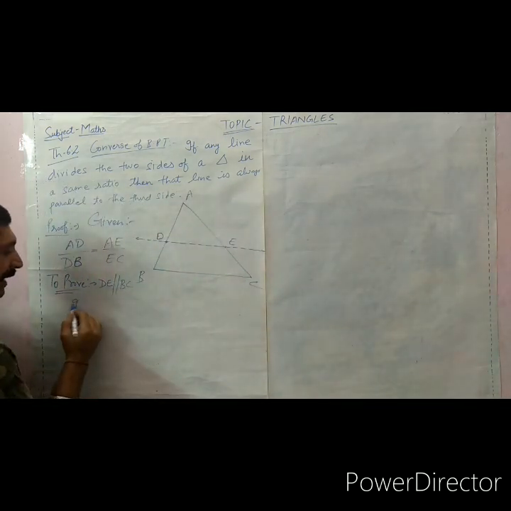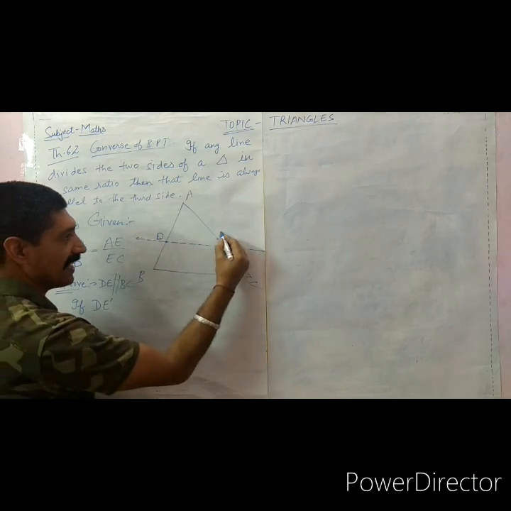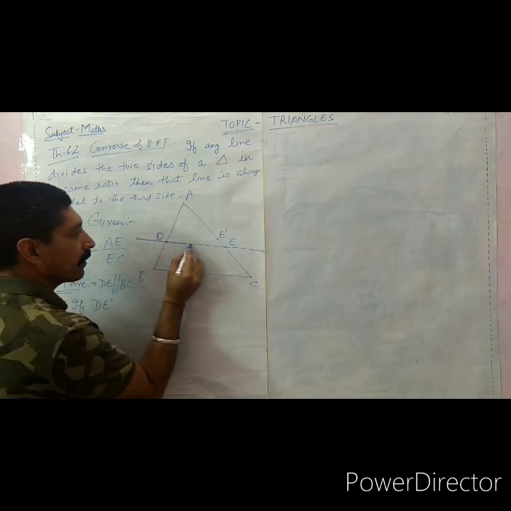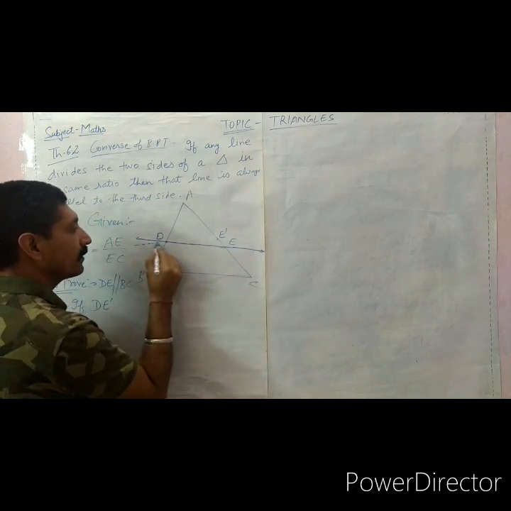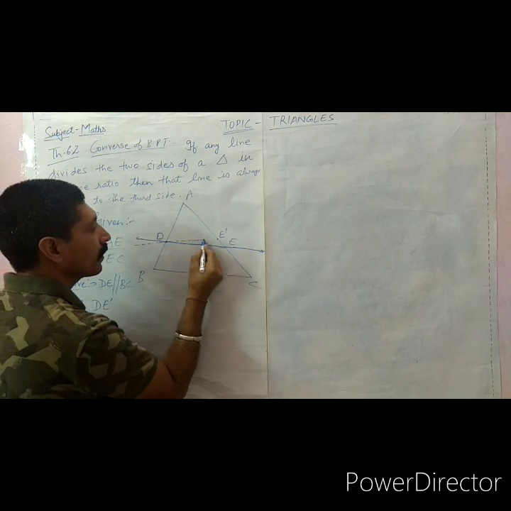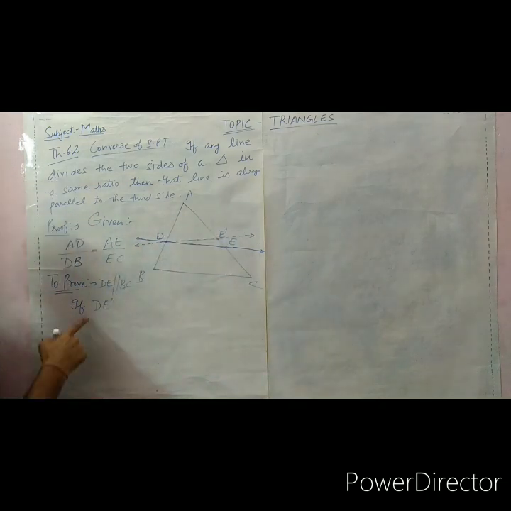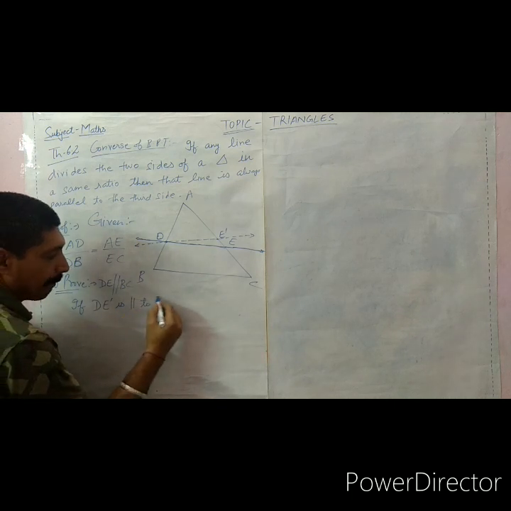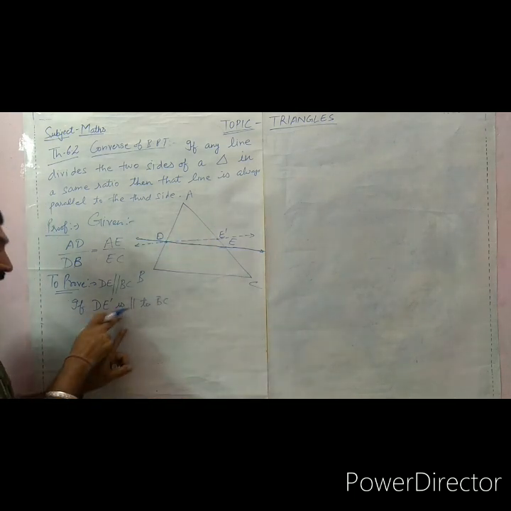If by contradiction we move, suppose E dash is another point, such that DE dash is parallel to BC. Suppose DE dash is parallel to BC.